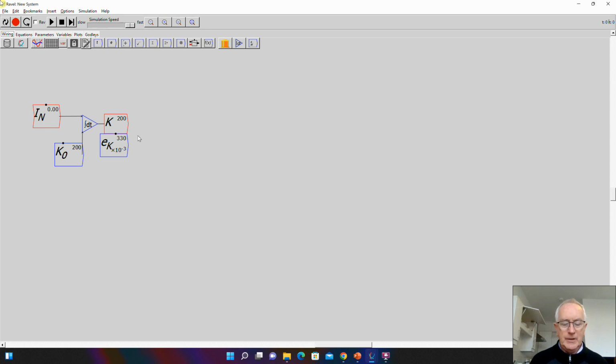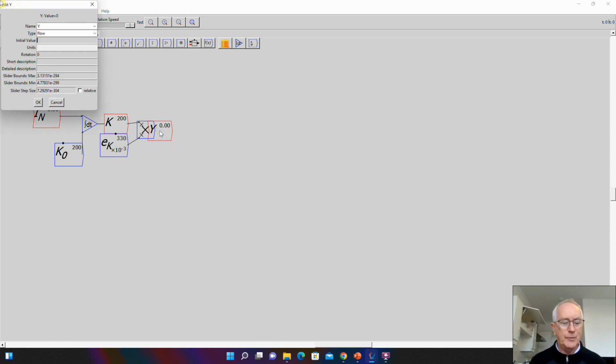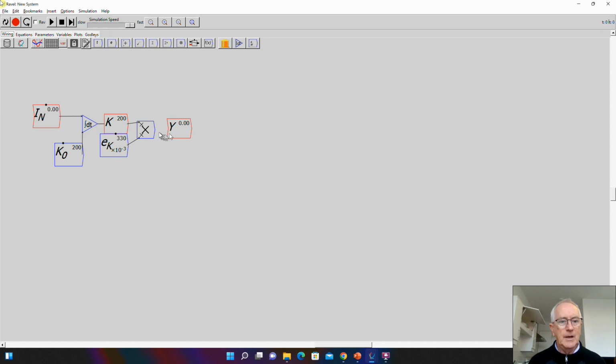Multiply that capital stock by the efficiency of conversion of energy into useful work. That's what then gives us our output, which I'll just use the symbol Y for. And now we go through the rest of the proceedings.